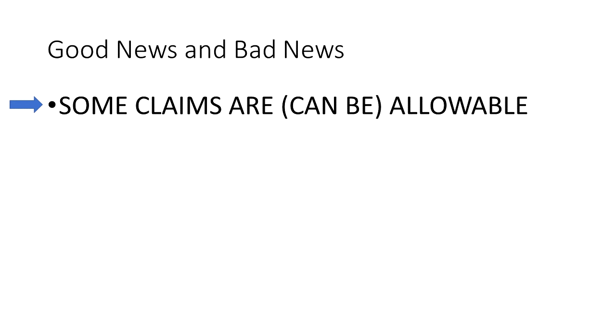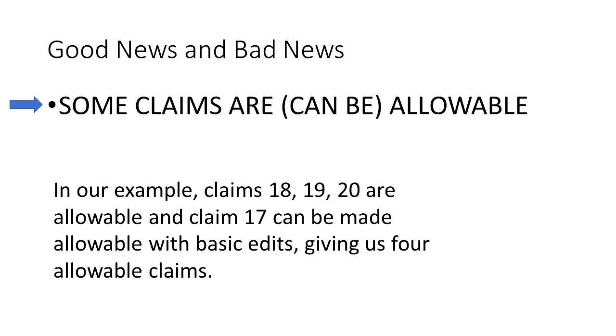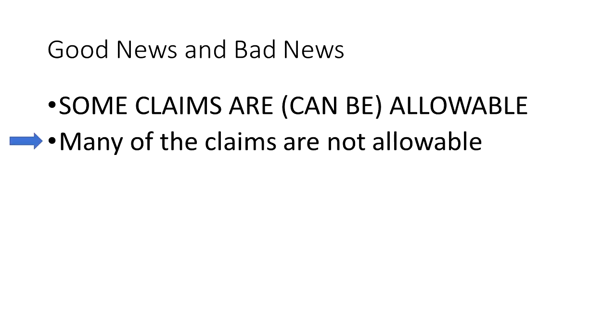The good news is that some claims are allowable. As we saw in our example, claims 18, 19, and 20 are allowable, and claim 17 can be made allowable with basic edits, giving us 4 allowable claims. However, the bad news is a lot of the claims were not allowable. As we saw from the example, claims 1 to 16 are still rejected.